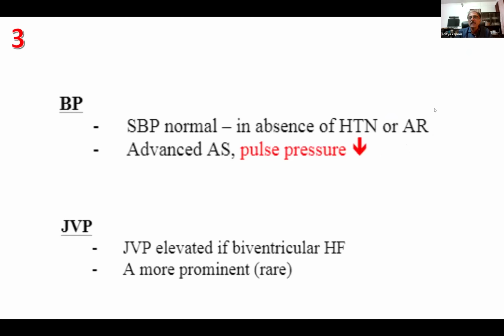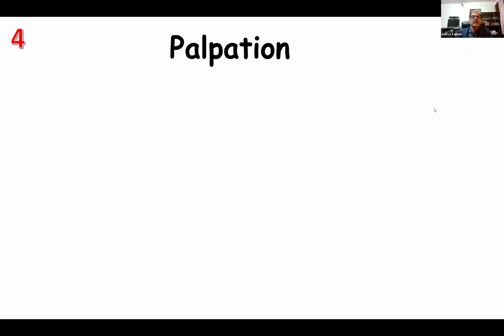JVP, not much. If the JVP is elevated, shows some A or B waves, then you go back and suspect mitral valve disease. JVP will not get elevated in pure aortic stenosis until and unless there is associated mitral valve disease or associated severe LV dysfunction.